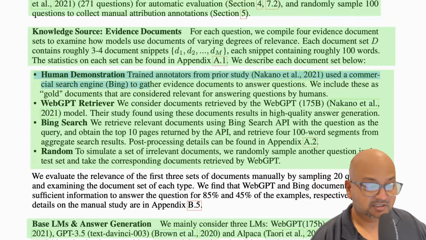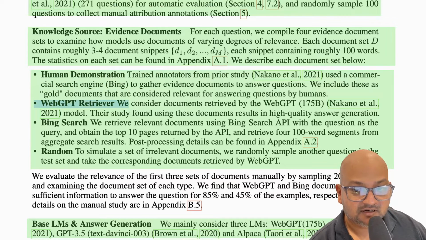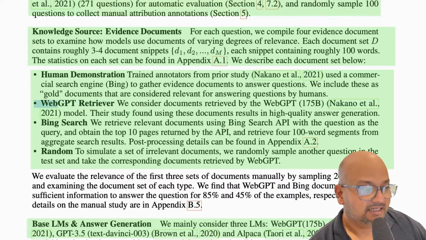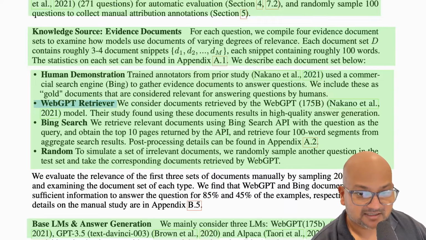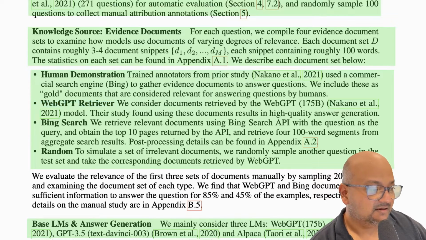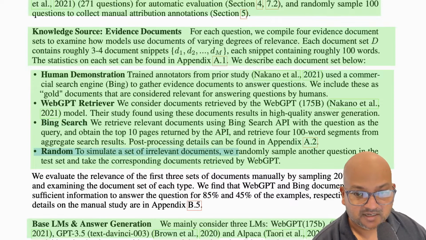Another set uses the WebGPT retriever. Now, WebGPT is a fine-tuned GPT variant created by OpenAI that was trained while using retrieval. So it had a browser to use while it was being trained in question answering. So it's a bit of a different LLM compared to the others because it has been trained specifically for this. The third set was just using a web search engine. And finally, they used some random irrelevant documents.